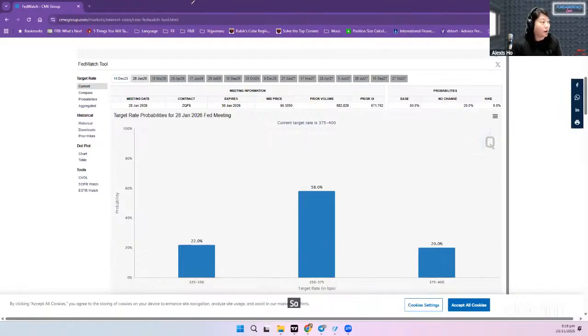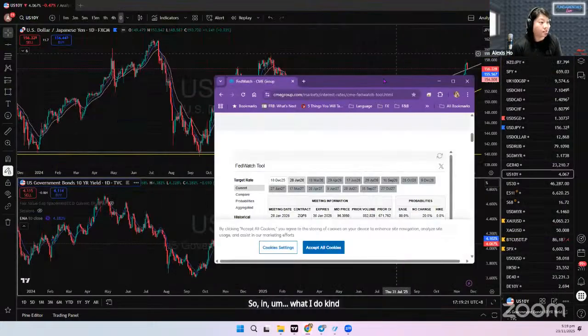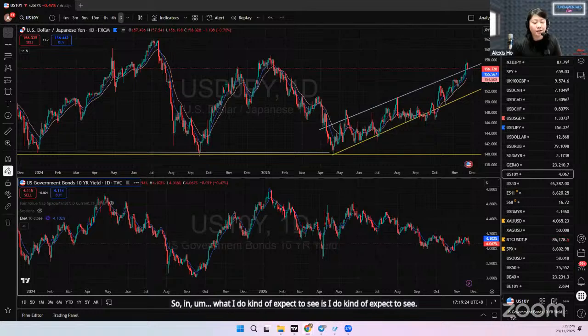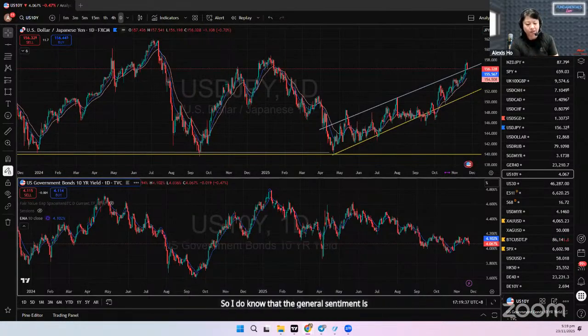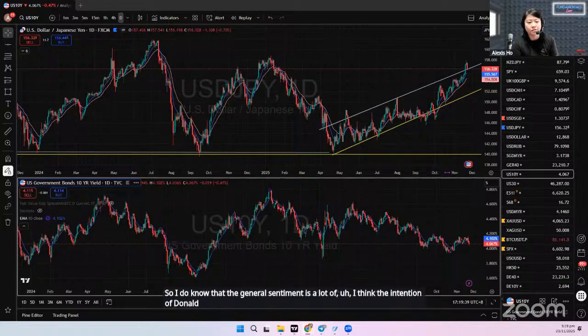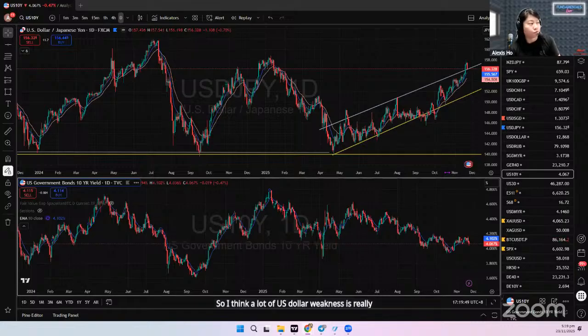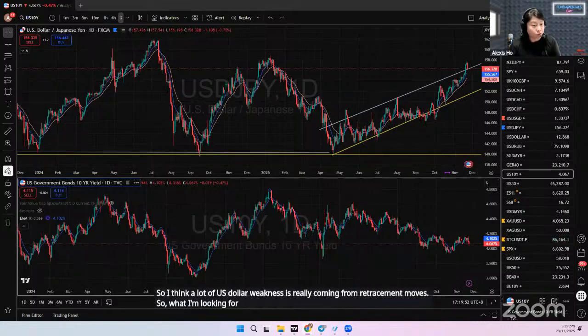What I do expect to see is a maintenance or a slight, continued bullishness in US dollars, because of really a combination of interest rate differentials as well. I do know that the general sentiment is that the intention of Donald Trump is to say, hey, we want the US dollar to weaken, but it's really hard to find a place where you can actually sell off the US dollar aggressively. So I think a lot of US dollar weakness is really coming from retracement moves. So what I'm looking for is continued strength in the US dollar, but wait for the retracements first.